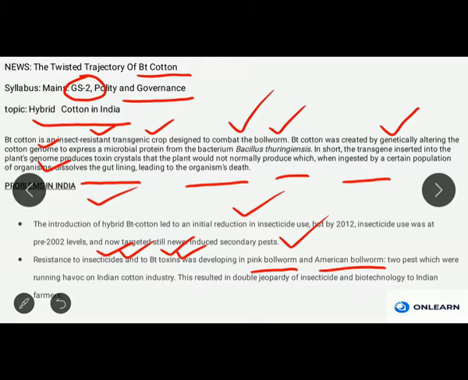So BT toxin was used in order to kill insects that cause damage to the plant, so that insecticides can be used very rarely. But here, as the years passed, both pink bollworm and American bollworm attained resistance to insecticides and also to BT toxin. So this resulted in a double jeopardy of insecticide and biotechnology to Indian farmers.